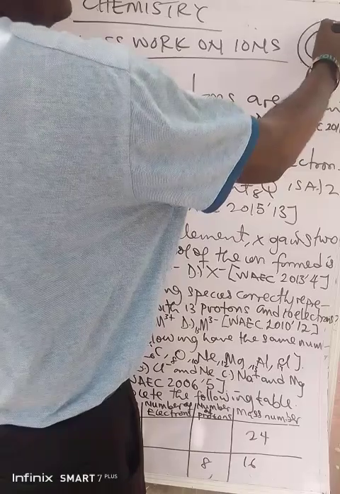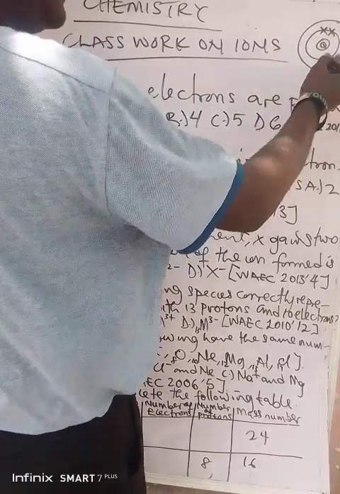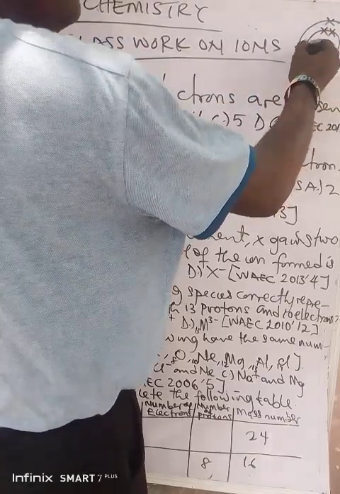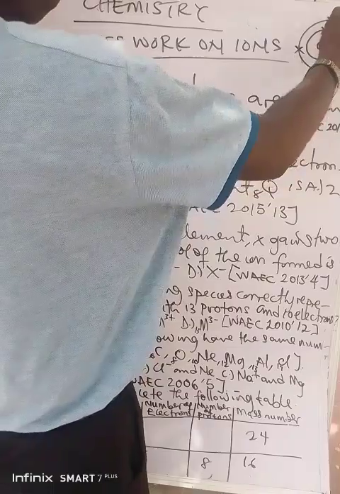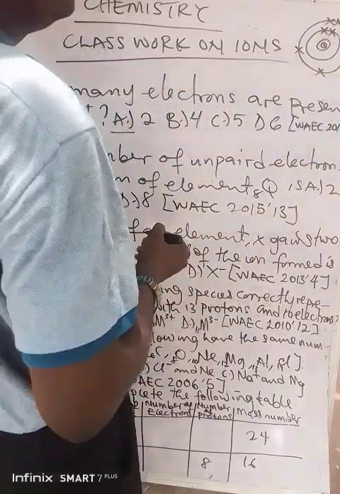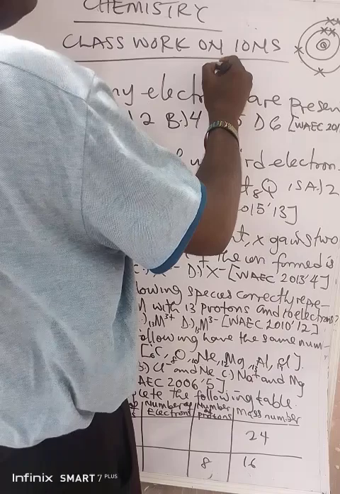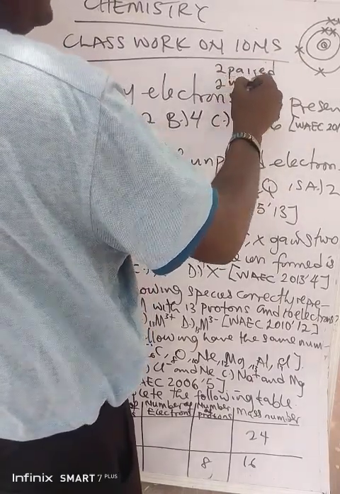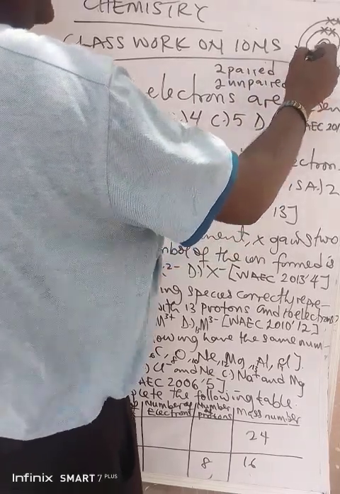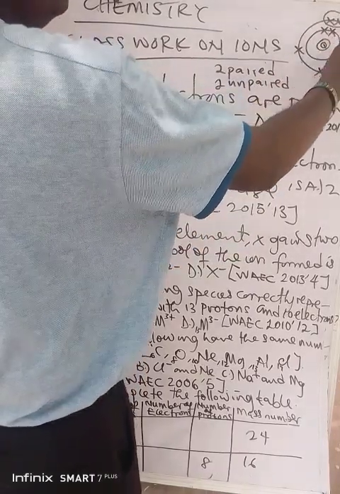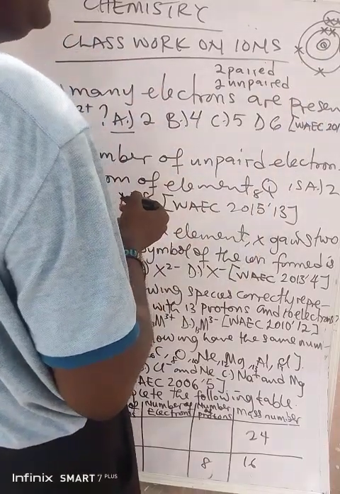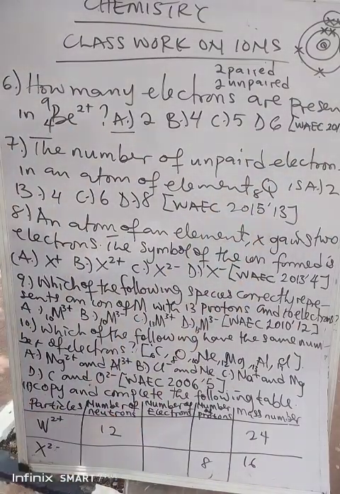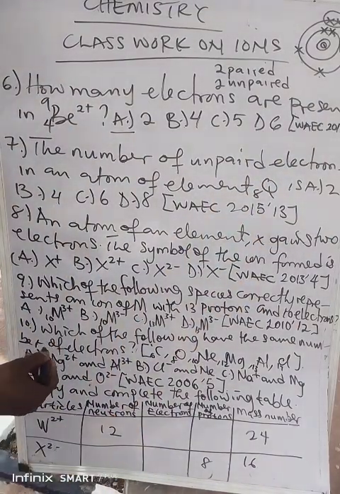Now K shell is 2, and the second shell is 6. Put 1, 1 at each corner: 1, 2, 3, 4. It still remains 2. Pair this one, pair this one. So how many are paired? You have 2 paired electrons and 2 unpaired. What do I mean? Paired means 2 electrons staying together. That's a pair. 2 of them are paired and 2 are unpaired. They don't have partners to stay with them. So answer is 2. So that's option what?